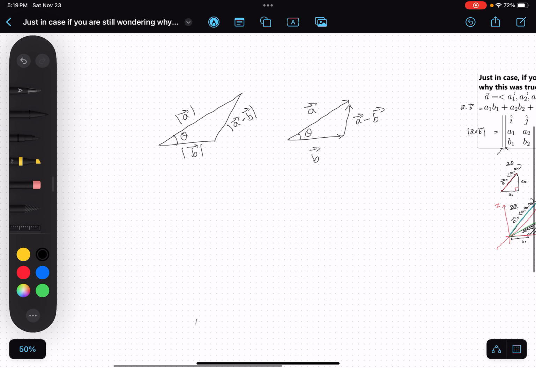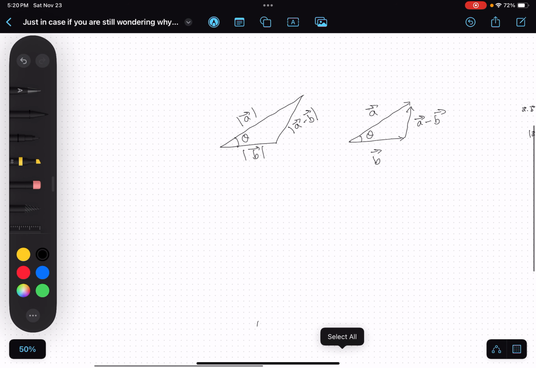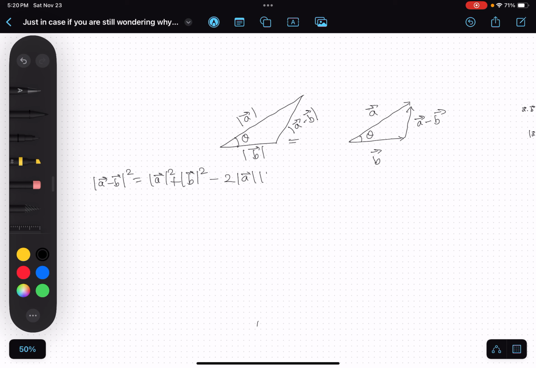Okay, now if I use the cosine rule over here, the side opposite to the angle is this side, right? So I will have that over here, and this square will just be a square plus b square minus 2 a b cos theta, right? Now how do you find this one? How do you simplify that expression? That can be a problem.